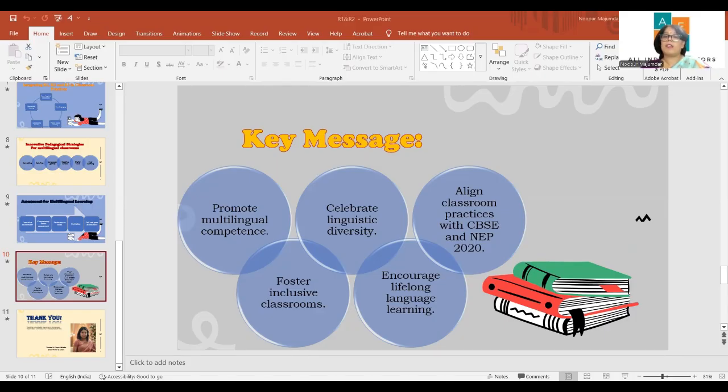When these principles are implemented together, our classrooms, dear educators, become spaces where students not only learn language but also learn to think, collaborate, and appreciate diversity, and they become more responsible citizens. They accept diversity.